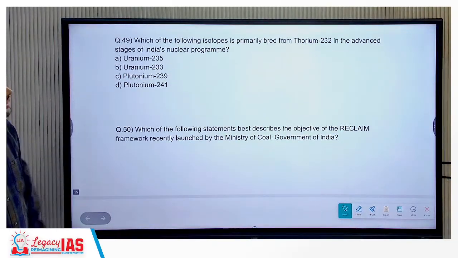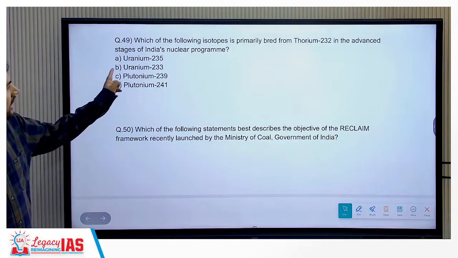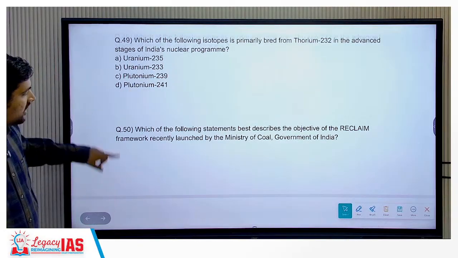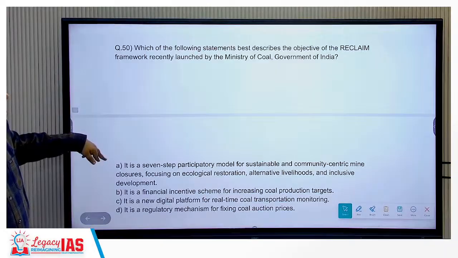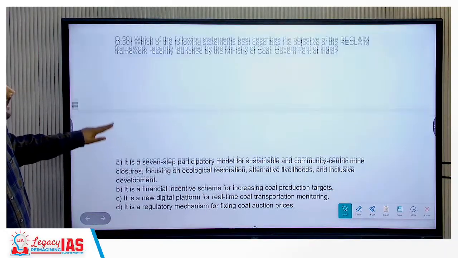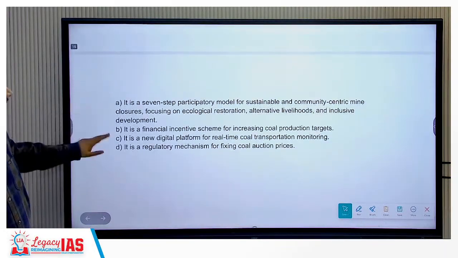Then last 2. Which of the following isotopes is primarily bred from thorium-232? Easy. Uranium-233. Just 1 neutron is added. Then which of the following best describes the objectives of Reclaim framework recently launched by Ministry of Coal, Government of India?